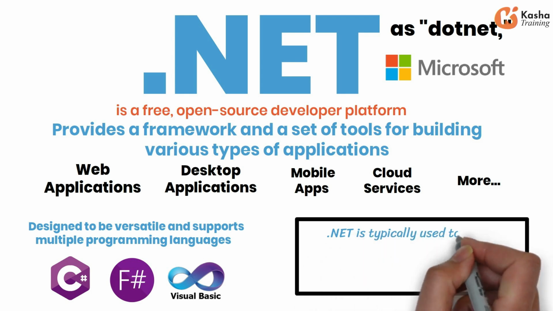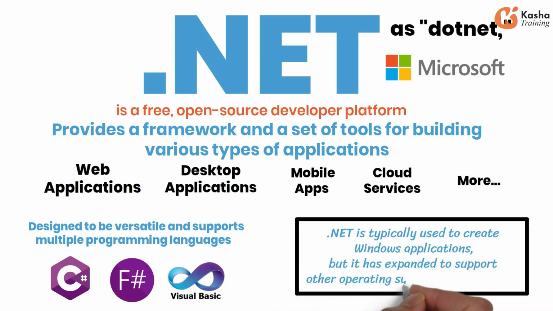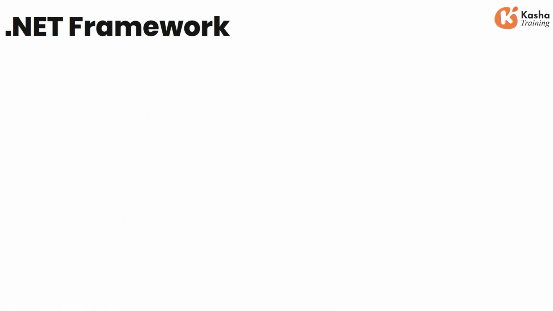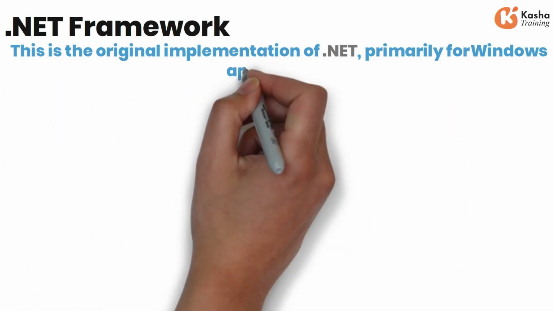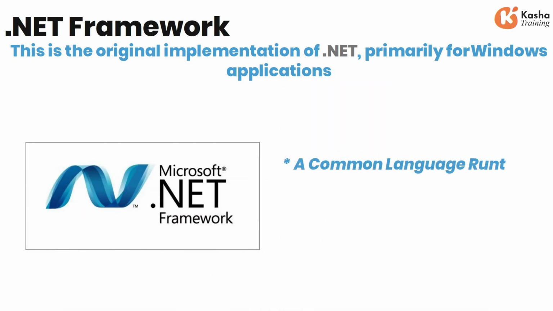.NET is typically used to create Windows applications, but it has expanded to support other operating systems and platforms. There are several key components within the .NET ecosystem. .NET Framework. This is the original implementation of .NET, primarily for Windows applications. It includes a common language runtime, CLR, and a class library.